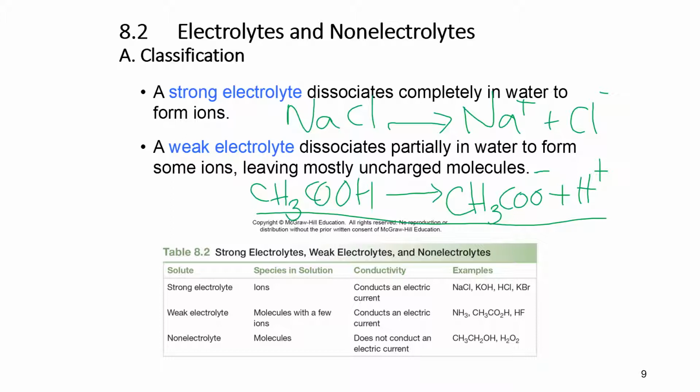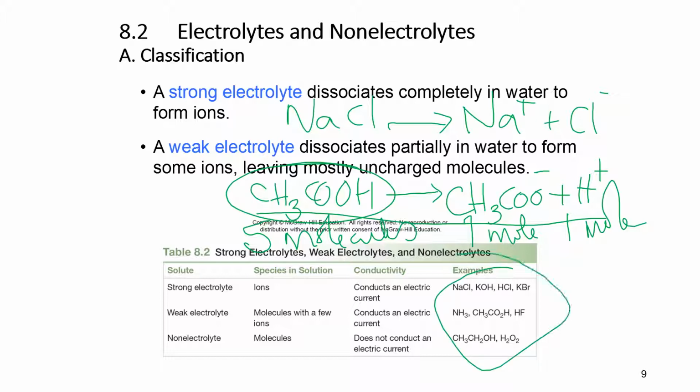The difference between these two is that if I had 5 molecules of acetic acid, it does not dissociate into 5 and 5. A large portion of it will stay intact. Only about 1 molecule will dissociate into CH3COO- and H+. So with weak electrolytes, you will get fewer ions. They will conduct electricity, but to a lesser extent. Non-electrolytes are generally just covalent compounds. They do not conduct electricity. Examples are here in this table.